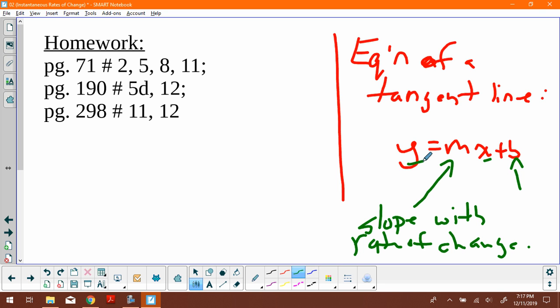So again, like yesterday, the homework's coming from a couple different sections in the textbook because this really applies to all the different functions we've learned about. So there's some questions on page 71, on page 190, and page 298.